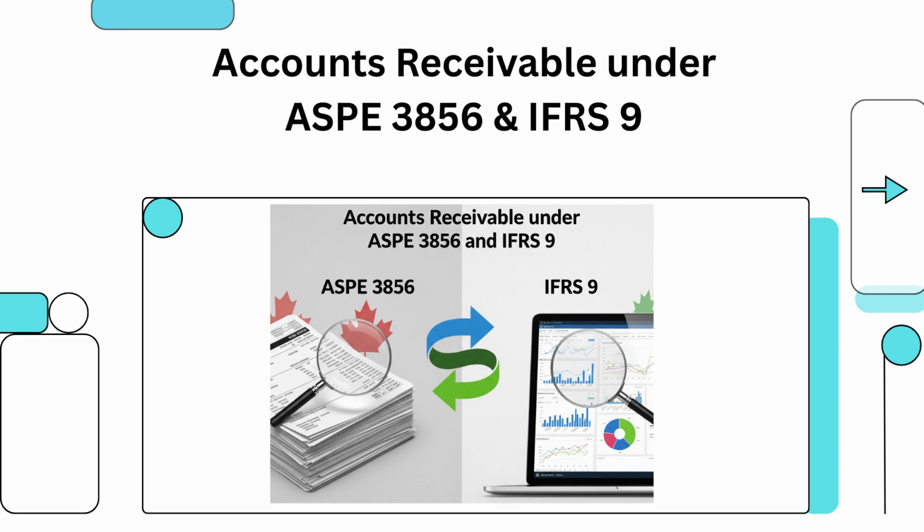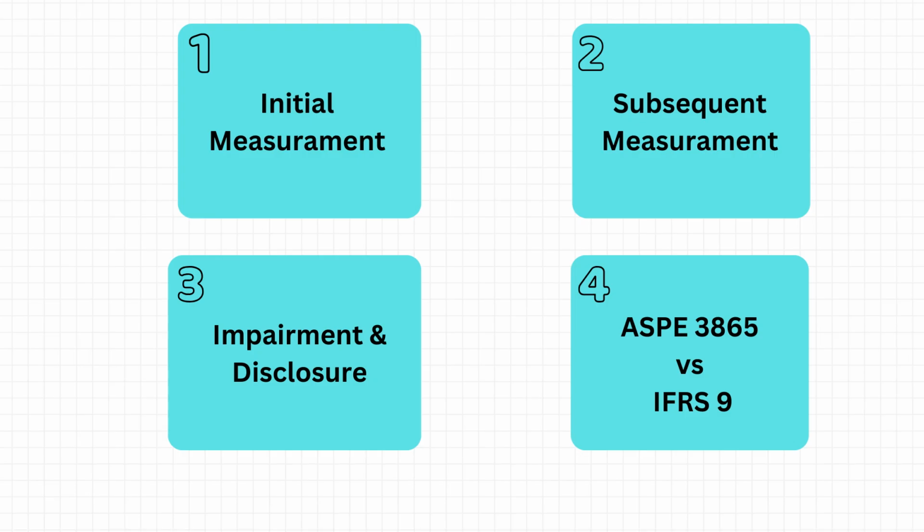Today, we're diving into a concept that every accountant, CPA student, and bookkeeper needs to master: accounts receivable. Now, I know this might sound a little dry at first, but trust me, by the end of this video, you'll have a clear picture of what accounts receivable are: initial and subsequent measurement, impairment and disclosure, and at the end, I will also explain the slight differences of how it is treated under IFRS 9 and ASPE 3856.